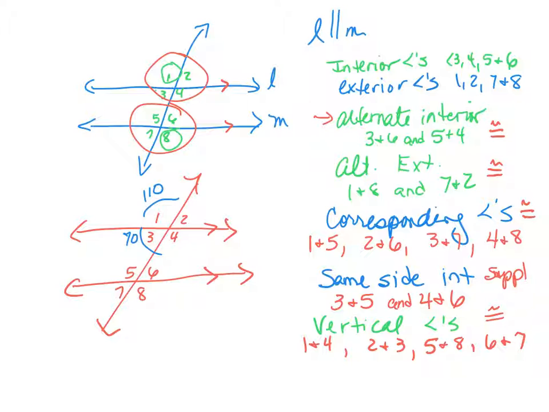Now you can go crazy. 110. The vertical is also 110, right? And these two big guys are 110 because they're corresponding. 4 is corresponding to 8, and 1 is corresponding, and then the other ones are all 70. So once I give you 1, you can find all of them.